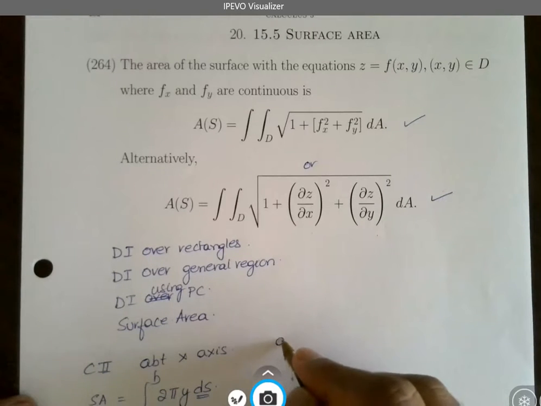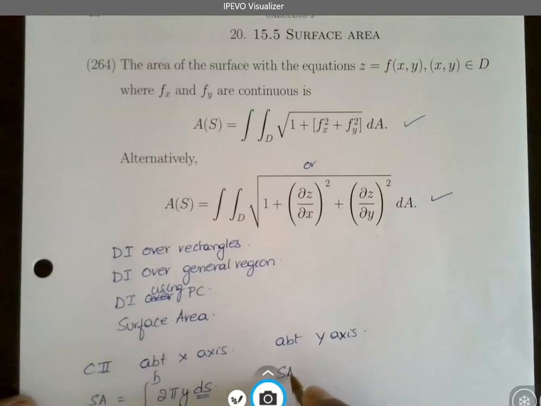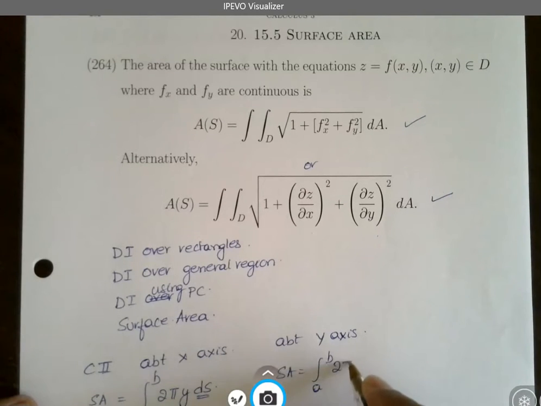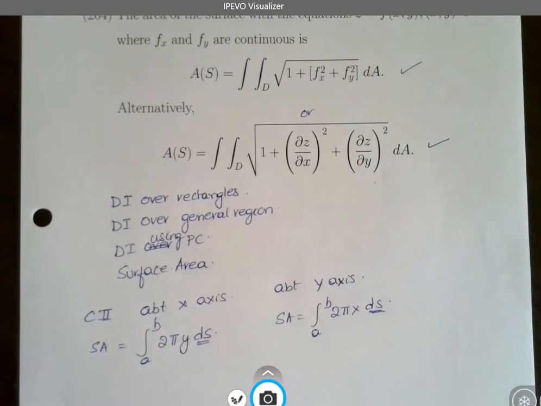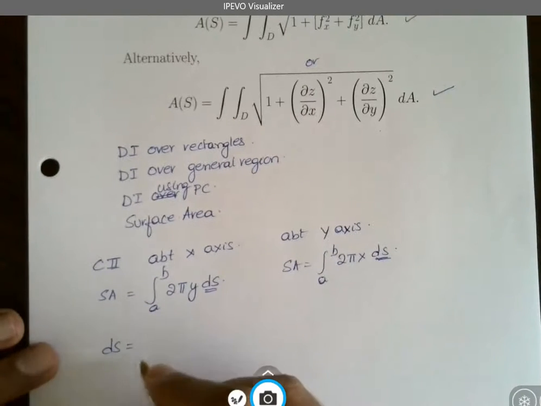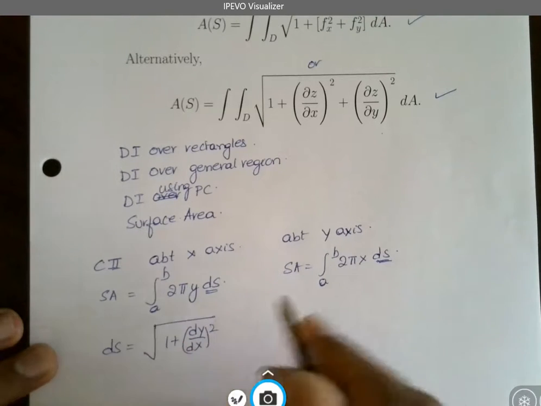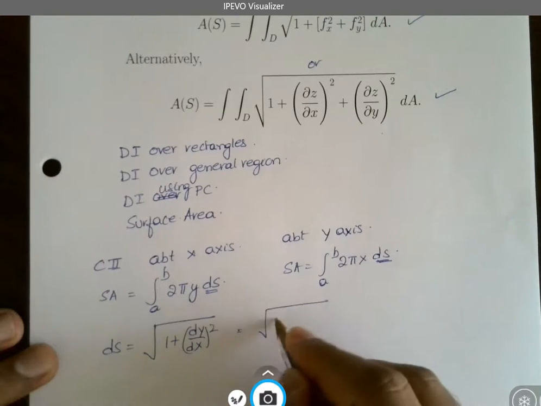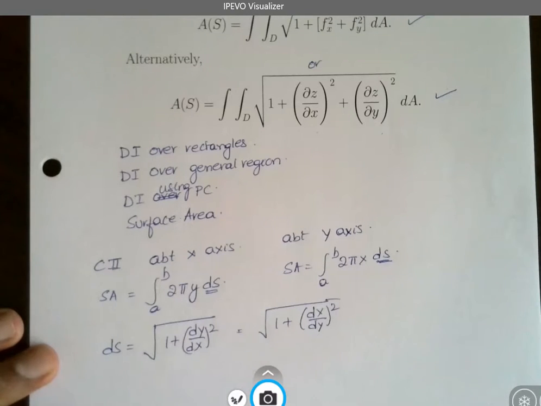And if you rotate it about the y-axis, then your surface area was the integral from a to b of 2 pi x ds, where your arc length was ds, okay? So in a way it looks similar to that, but it is different. And I hope you remember your arc length was the square root of 1 plus dy/dx squared, or, depending on how the function was defined, dx/dy squared.